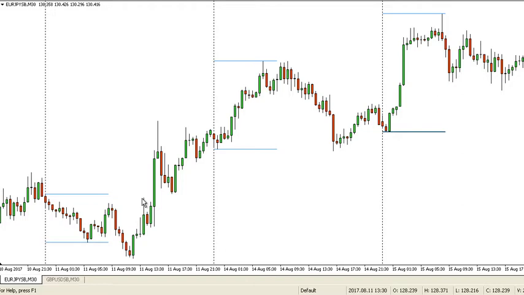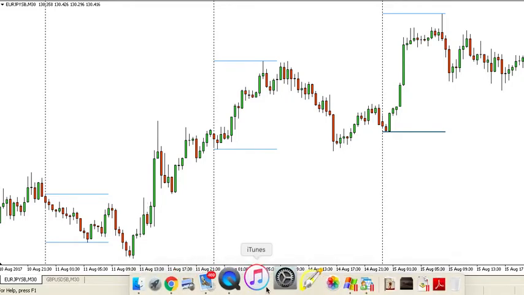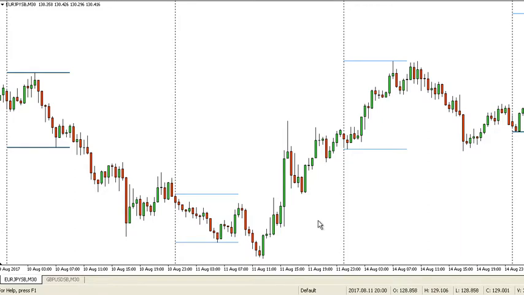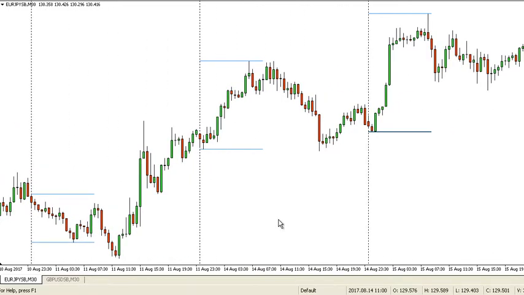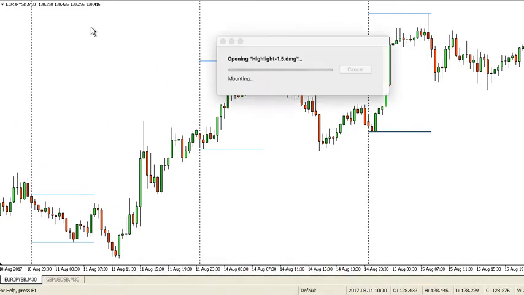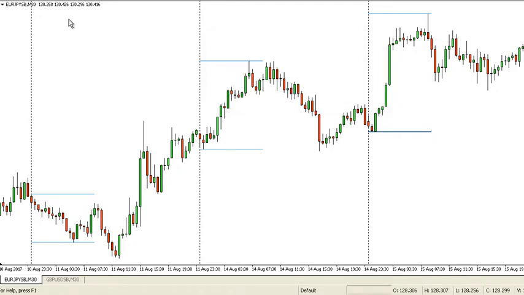The entry is pretty much similar to all of my systems. Really it's a case of buying when price is going up, selling when price is going down, and not really taking any notice of candlestick patterns as such. Exit wise, let me just run through the basic rules, so we can expand on it a bit more then.